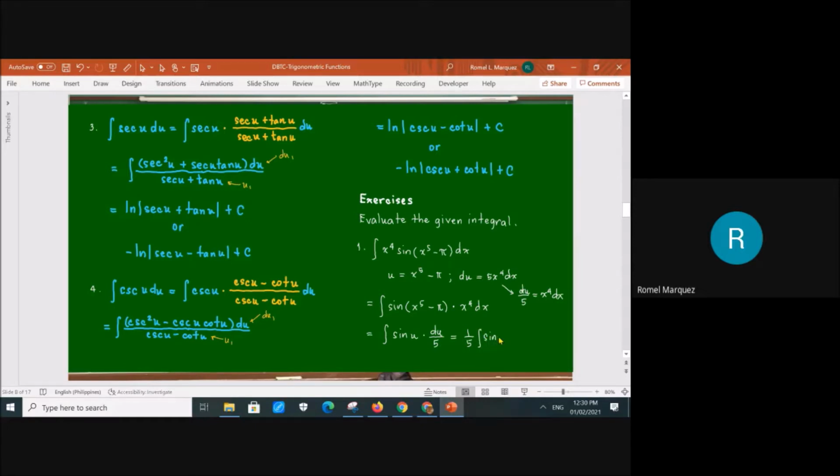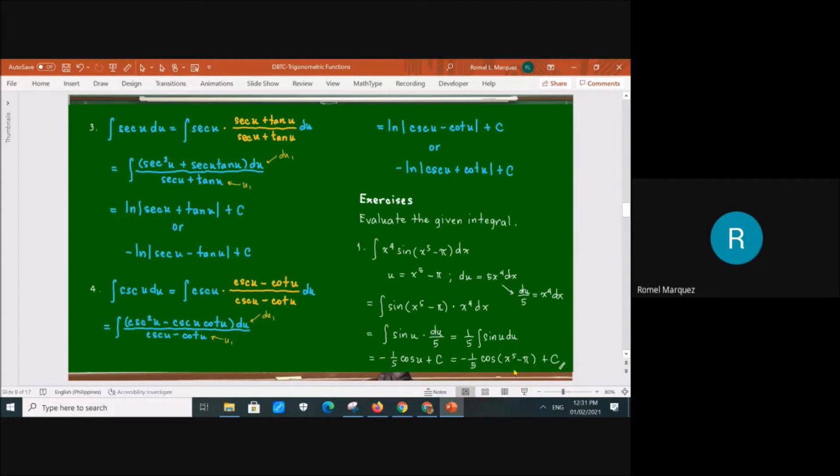So this is now the formula. And what is the integral of this? The integral of sine u du is what? Negative cosine u, times 1/5, plus c. But what is our u, guys? x to the fifth minus pi. So negative 1/5 cosine of (x to the fifth minus pi), plus c.